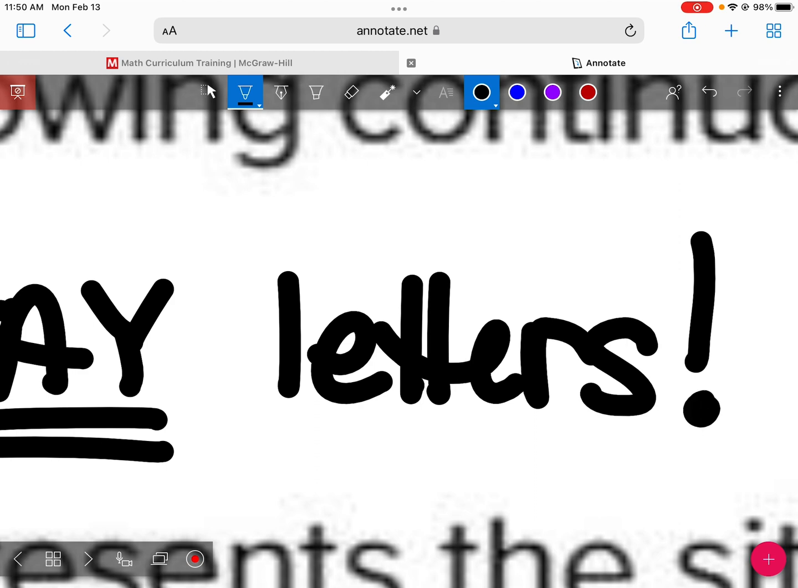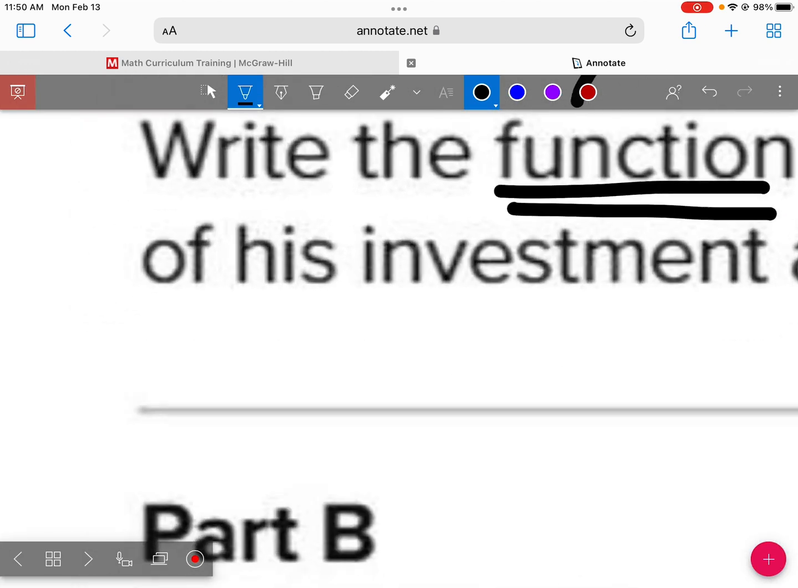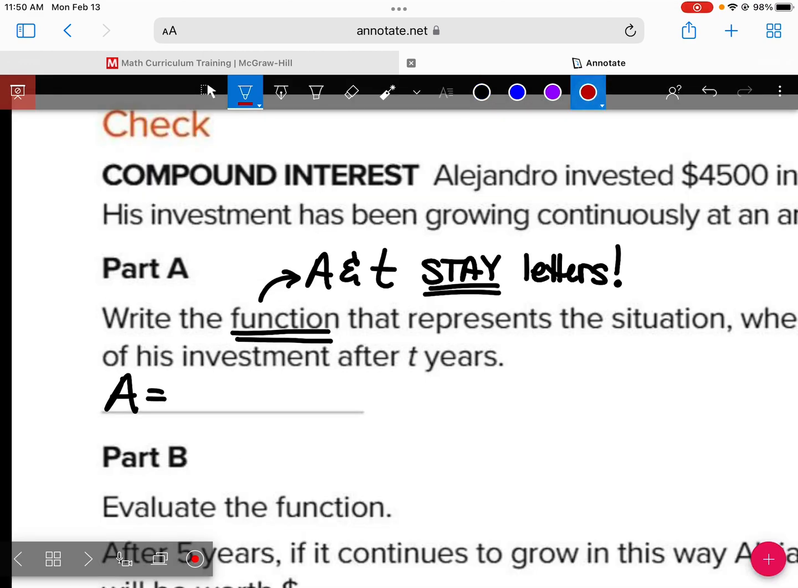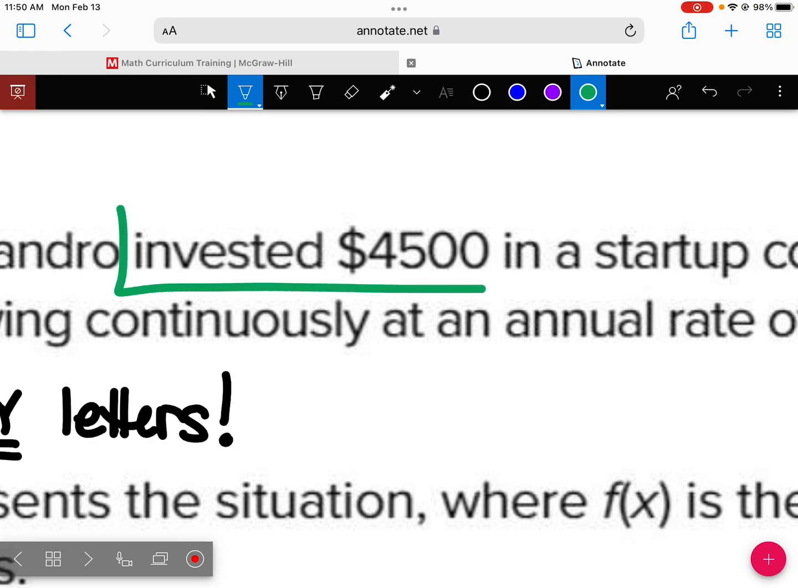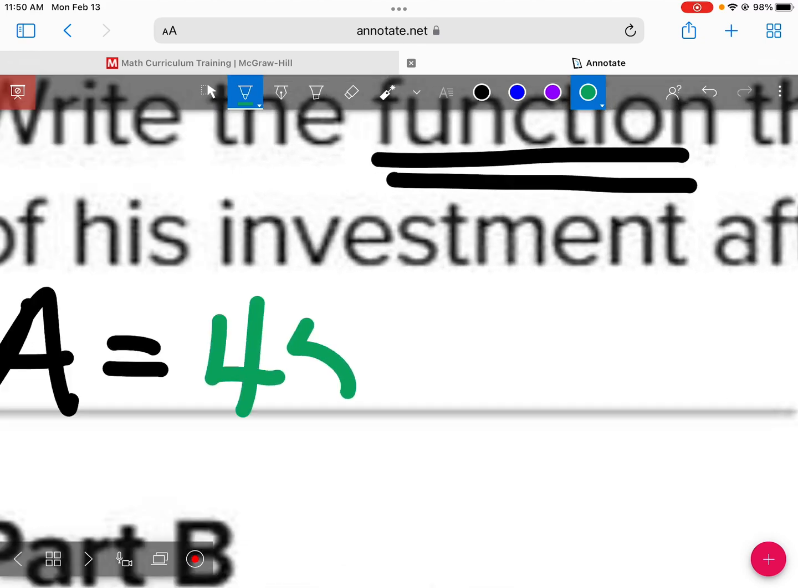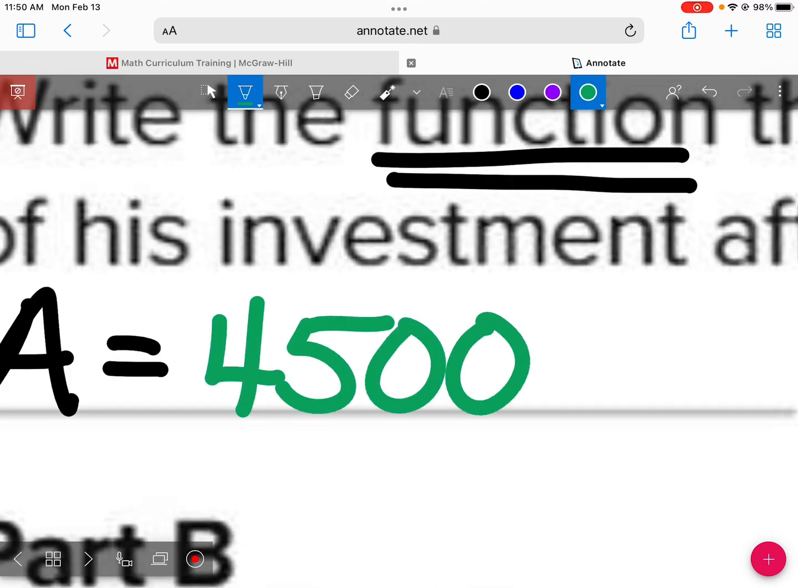We are not going to substitute in anything for A or for T. So I have A equals, what would come next? 4,500. That's the invested amount. That's our principal. And whether I'm doing one like the bell work or one like we just did up above, P always comes next.